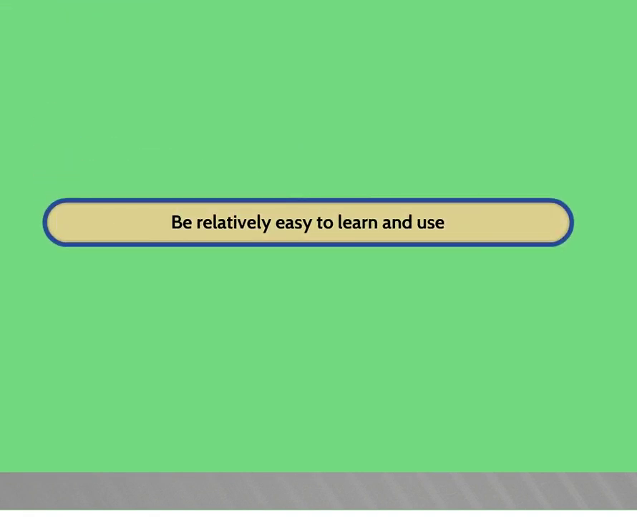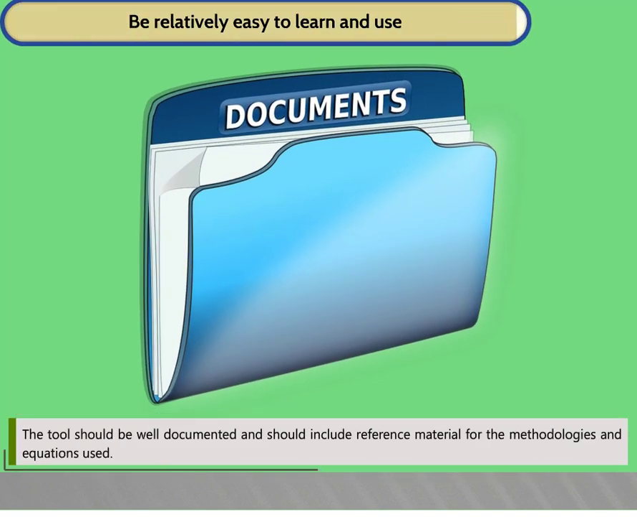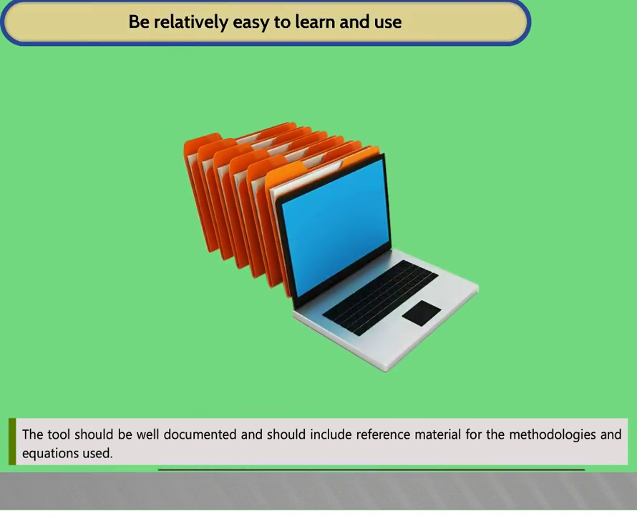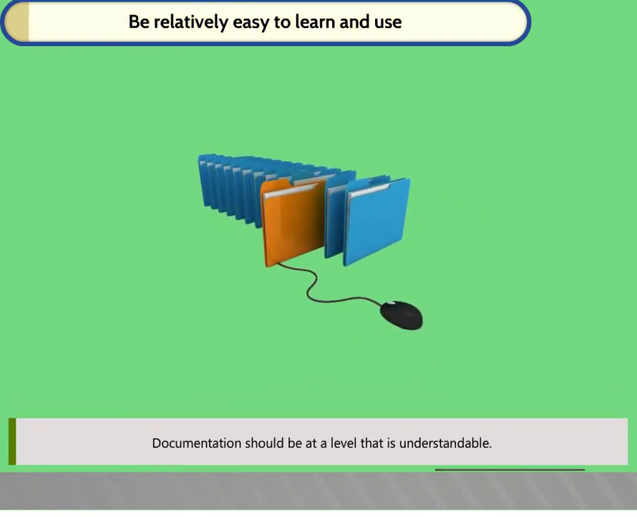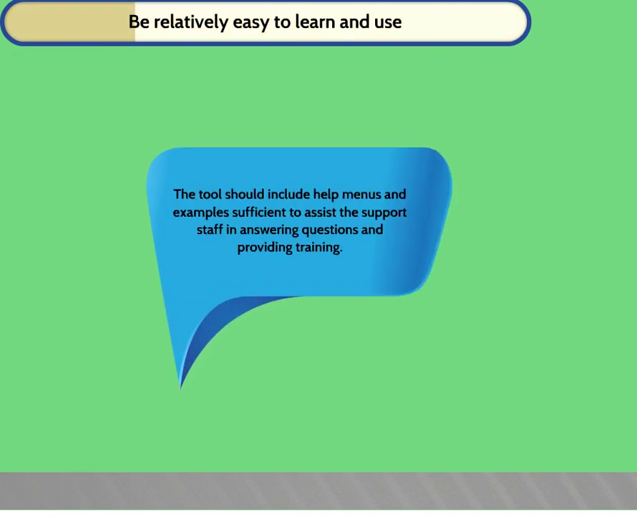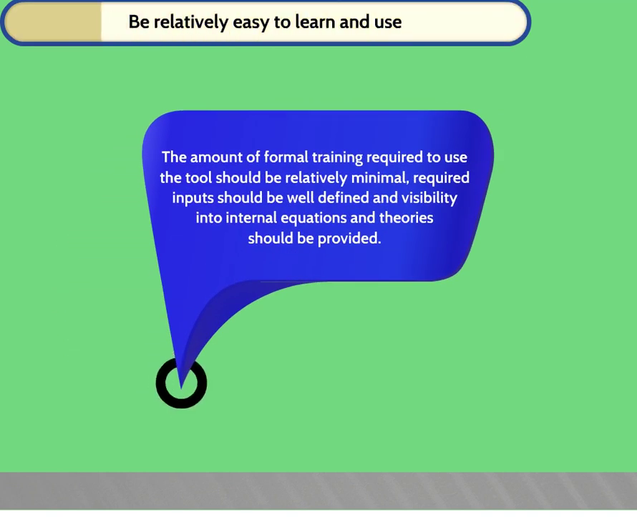Be relatively easy to learn and use. The tool should be well documented and should include reference material for the methodologies and equations used. Documentation should be at a level that is understandable. The tool should include help menus and examples sufficient to assist the support staff in answering questions and providing training. The amount of formal training required to use the tool should be relatively minimal, required input should be well defined, and visibility into internal equations and theories should be provided.